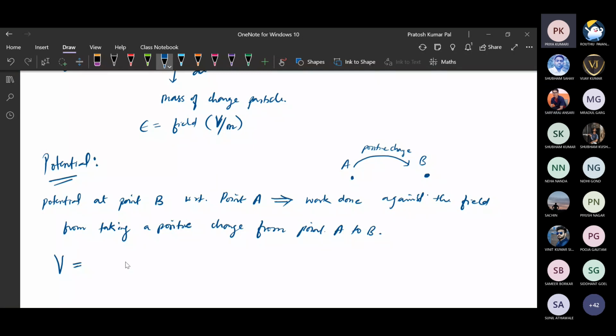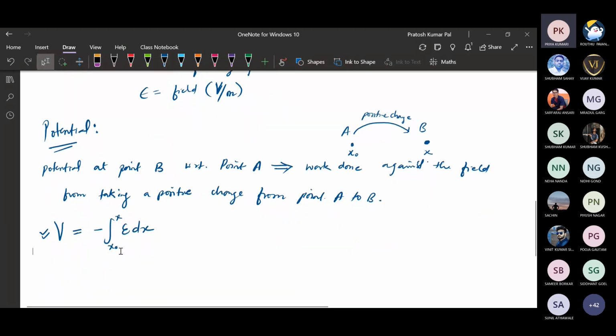Okay, so that will be given by an integration of the electric field. So here we are moving from location x0 to, suppose this location is x. Whatever work is done with respect to the electric field in moving a positive charge from A to B, that will be your potential. So this is the relation for how we find the potential.